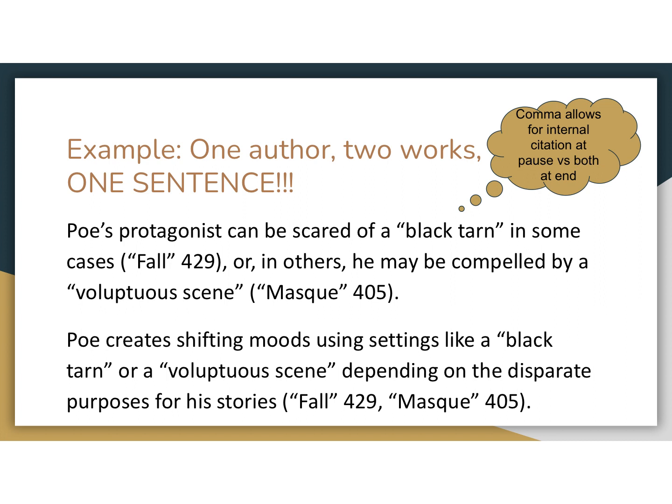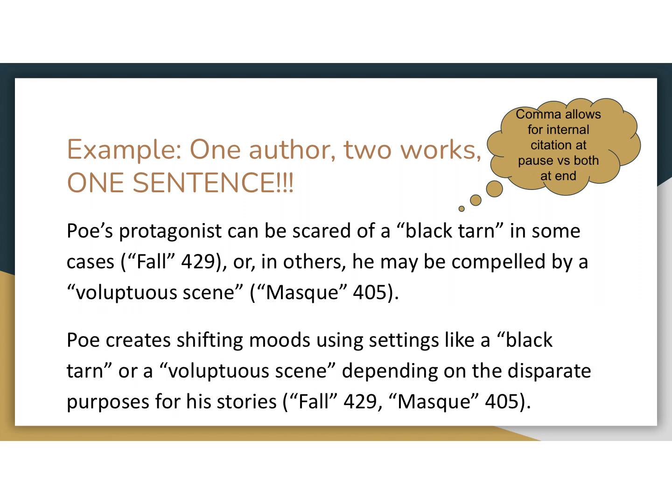And so since I don't want to focus in on just The Fall of the House of Usher, I just want it to be, it's in some cases, then I parenthetically cite Fall, because I already have my other keyword at the beginning of this sentence, Poe. So then I don't need Poe there, it would be redundant. And then I have Fall and page number, or in others, he may be compelled by a voluptuous scene. So then I've got that comparison of settings all in one sentence, but I have attributed it to 2 separate stories, both by that first keyword, Poe.